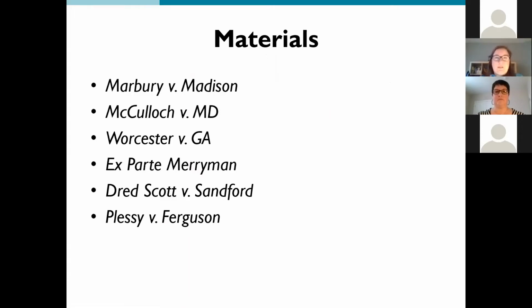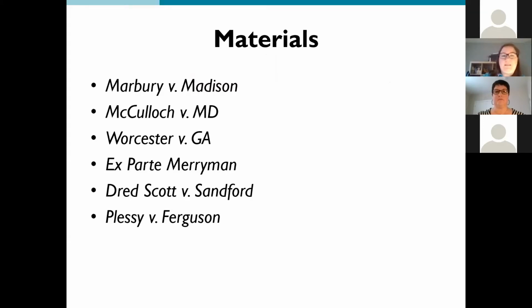The materials that we have as a part of this project are focused around these 6 cases. So like I said, if you're in the state of Maryland, these 6 cases are in the 8th grade U.S. history standards. But if you're not in the state of Maryland, you'll probably see some cases that are relevant to your interests.